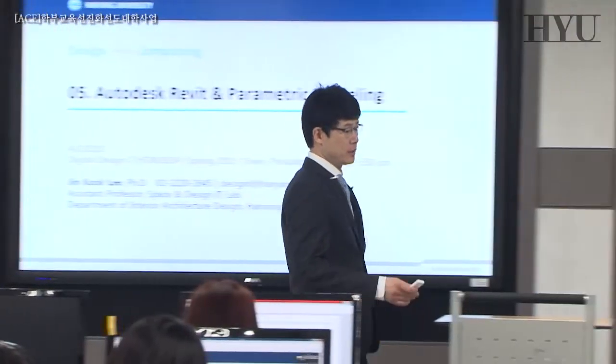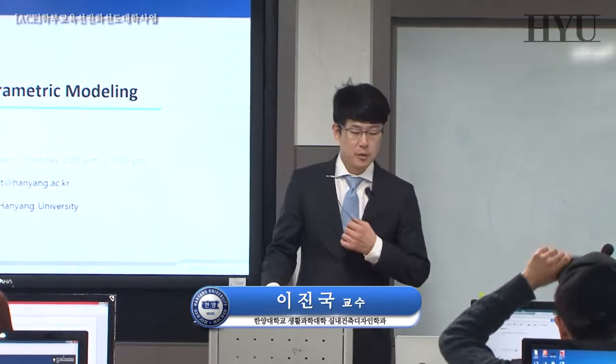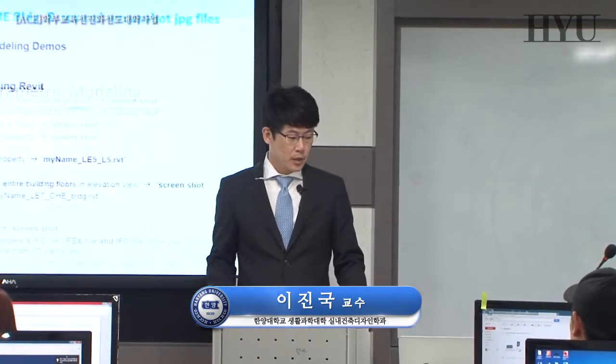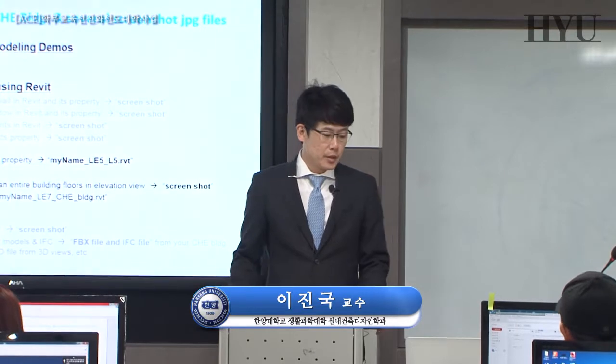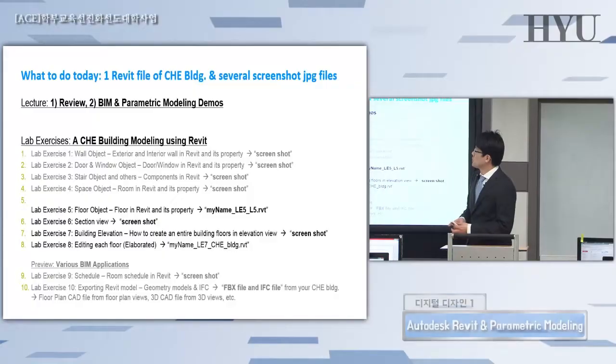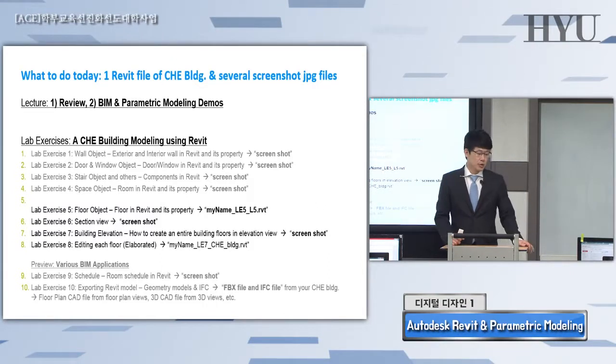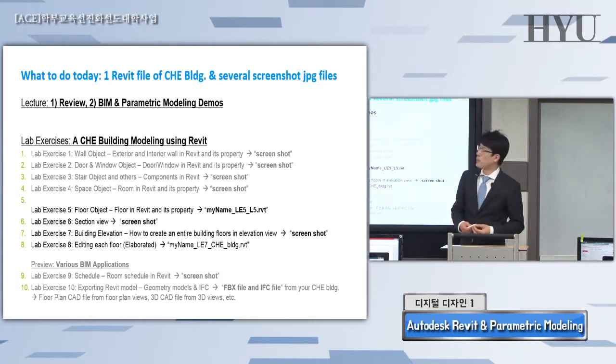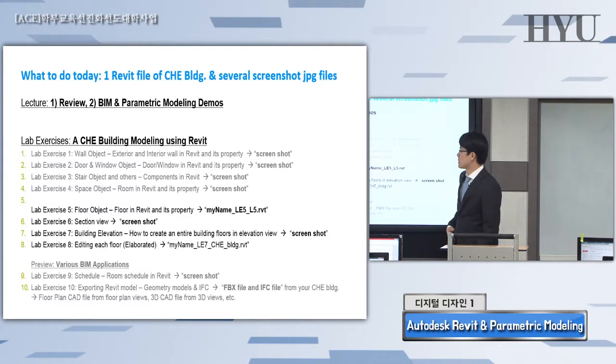Okay, fifth week, Revit and parametric modeling. Here is a list of what to do today. Firstly, we're going to have a lecture in 2 parts: a brief review from last week, and then we're going to move to BIM and parametric modeling, including some demos and examples, and then lab exercises.